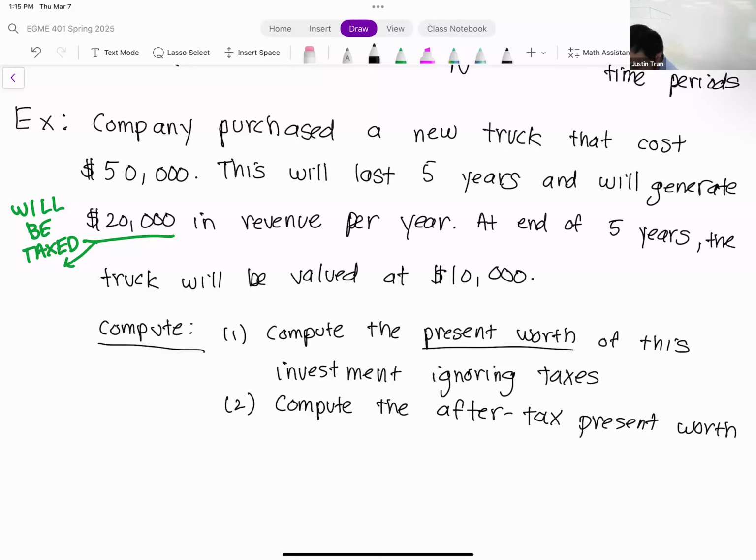Oh, sorry. We need two things. We need the tax rate and we need the interest rate. So we're going to assume the interest rate here is 10%. And for the tax rate, we are just going to assume federal taxes, so we're going to assume 21%.